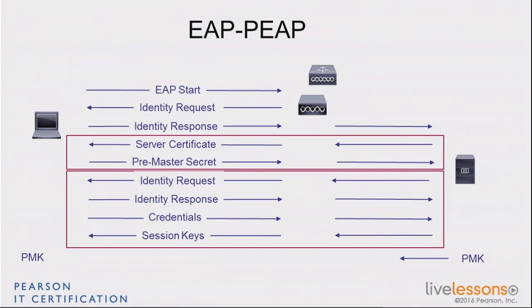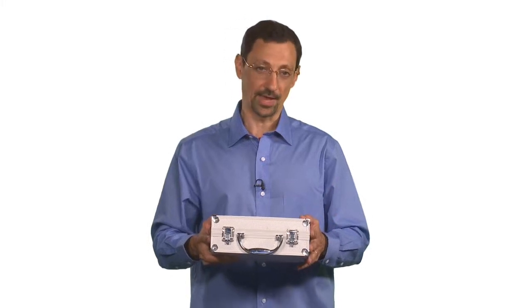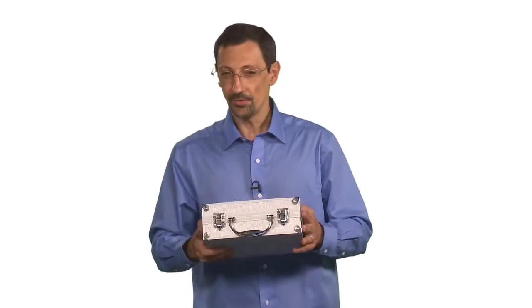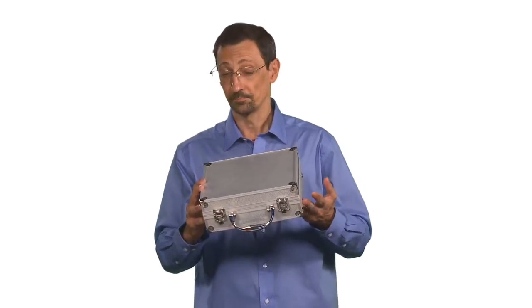So PEAP has these two phases, right? The first phase where we pretend to do TLS, and then a second phase where we do this protected EAP and we do the real client validation. But then there is another mechanism which is called EAP-FAST. And to understand EAP-FAST, you have to think like a pirate or a secret agent.